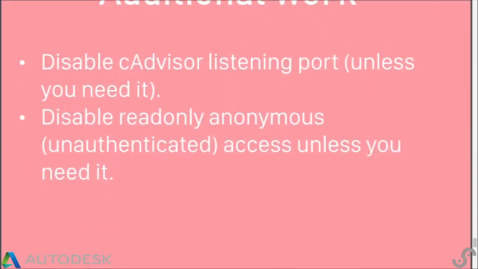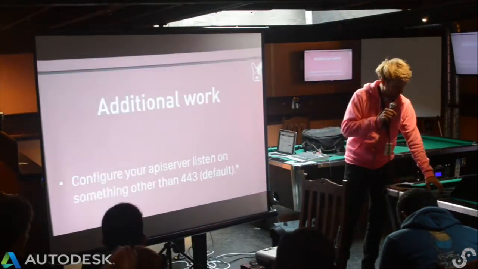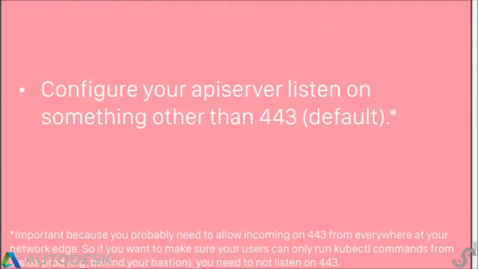Additional things you should probably do is disable that cAdvisor listening port unless you need it. I mentioned that earlier. Disable that read-only anonymous access if you don't need it. And yes, the reason you want to do this is if you are running Kubernetes in production, as we are, you probably don't want people to be able to run kube control commands from outside of your production environment. And obviously, if it's listening on 443, unless you work somewhere where you don't need to allow 443 incoming to production, which I've never heard of a place with that type of setup, you probably will want to switch the listening port for Kubernetes so that people can't just run these commands from their laptops, totally bypassing your SSH bastion. So 6443 is a decent choice for that.